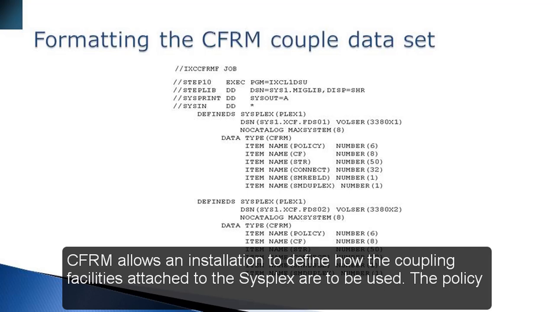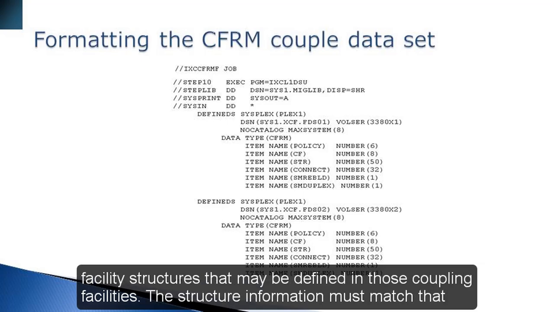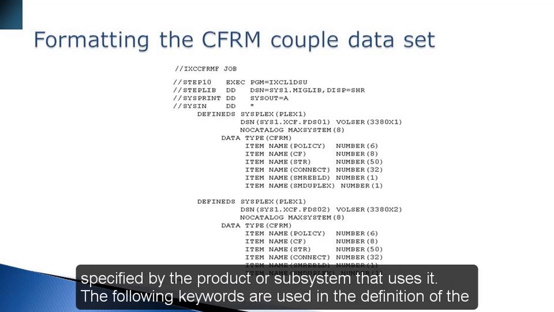CFRM allows an installation to define how the coupling facilities attached to the Sysplex are to be used. The policy in the CFRM couple dataset defines each of the coupling facilities attached to the Sysplex and each of the coupling facility structures that may be defined in those coupling facilities. The structure information must match that specified by the product or subsystem that uses it.